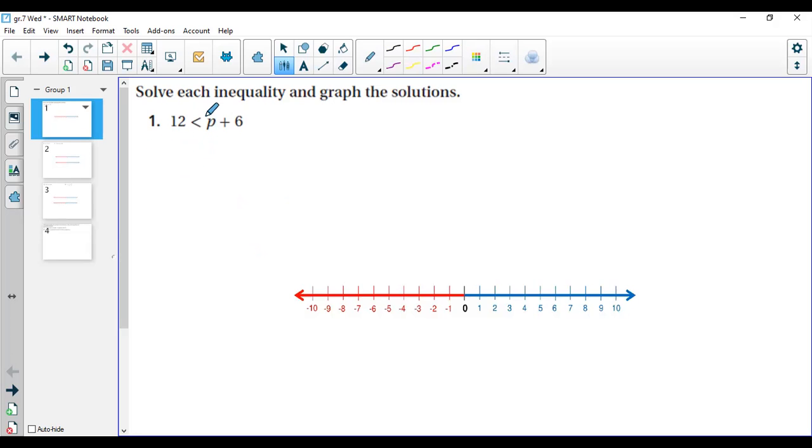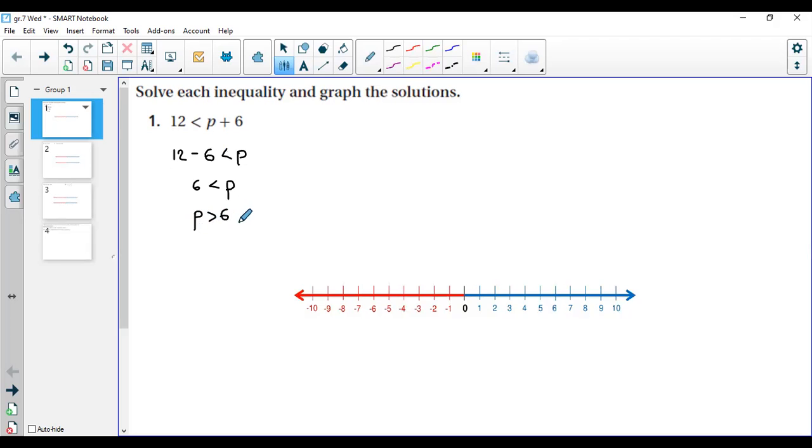Okay, so this 2 is less than p plus 6, which means to remove this plus 6, we bring it to this side, so that it becomes 12 minus 6 is less than p. So 12 minus 6 is going to give you 6 less than p, which means p can be any number greater than 6. So remember I told you keep the variable always in front so that it's easy for us to interpret the numbers.